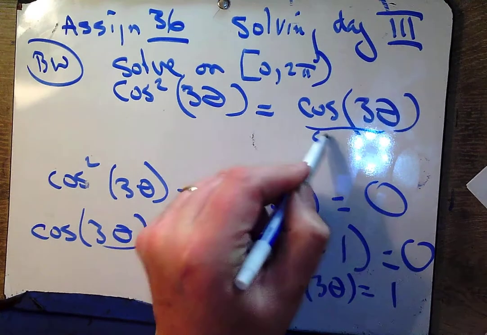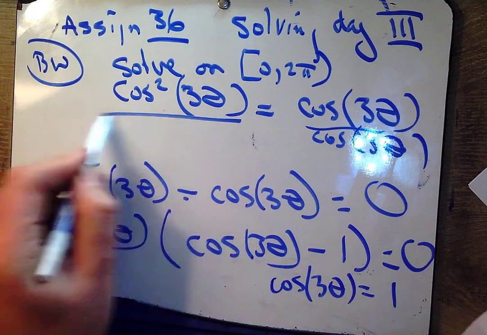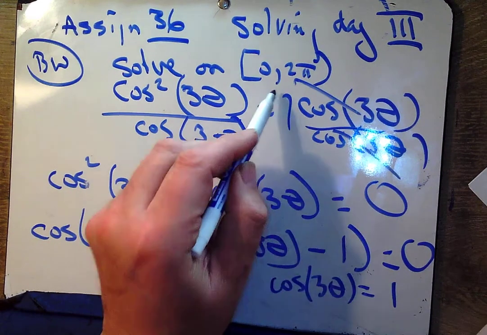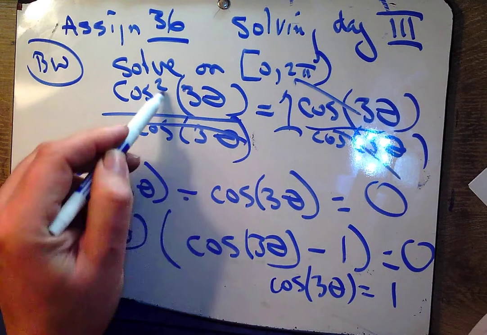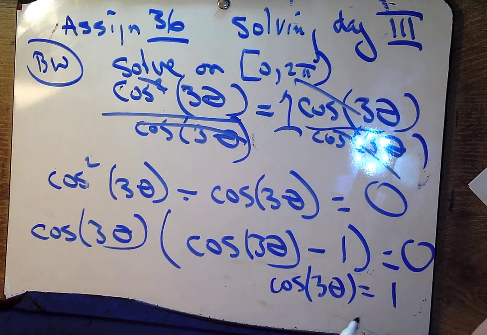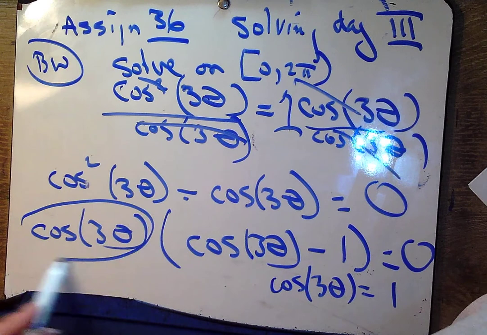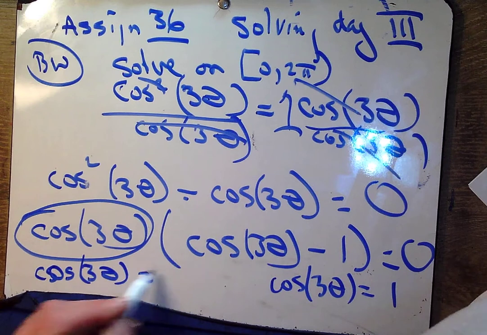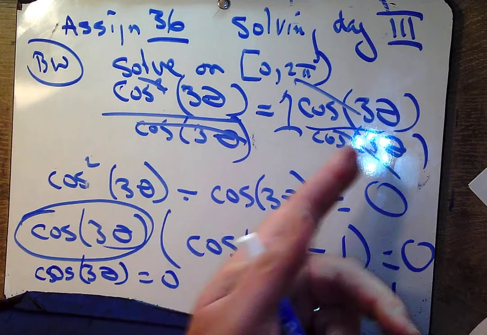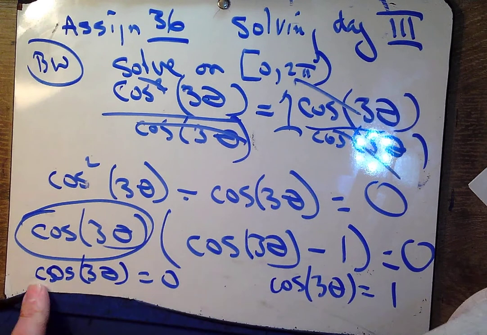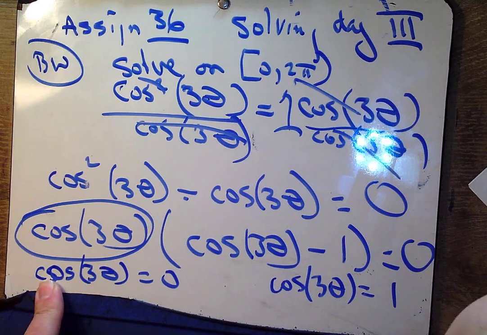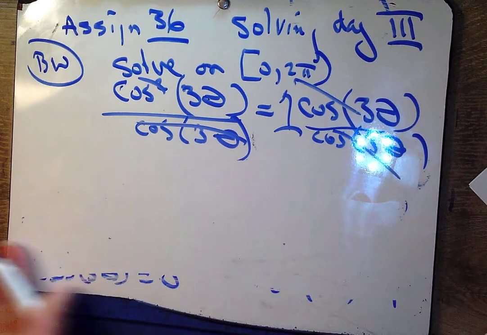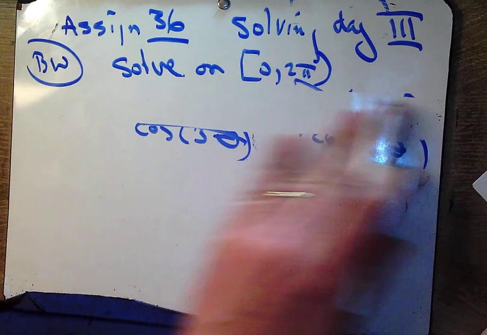And that's what I would get if I divided both sides by cosine 3 theta. These would turn into 1, and over here this would cancel one of those, and so I have cosine 3 theta equals 1. However, cosine 3 theta also equals 0. So if you divide both sides by cosine 3 theta here, you're going to throw away all these solutions. That's not cool. So try not to multiply or divide by a trig function.